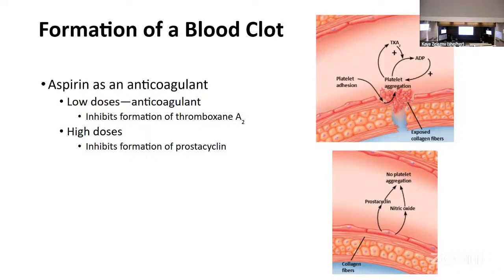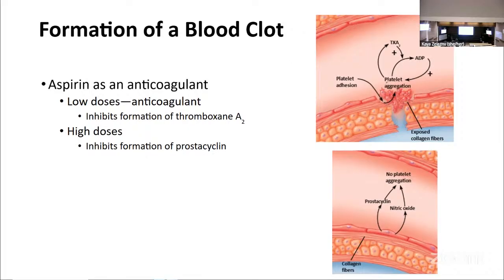So if you have too many clots forming in your body and your doctor knows that, they may tell you to take aspirin, but more aspirin is not better, right? This is one of those dose-dependent things. You want it to be a really low dose of aspirin because at a low dose, aspirin acts as an anticoagulant. People sometimes think about it as a blood thinner, but what it's actually doing is inhibiting early parts of this clotting process.